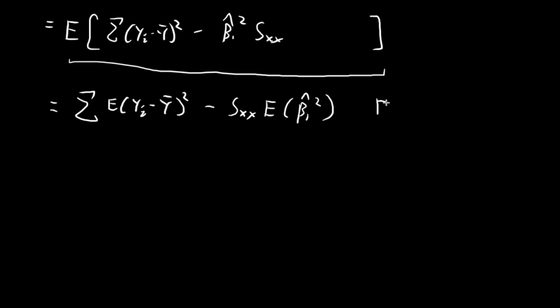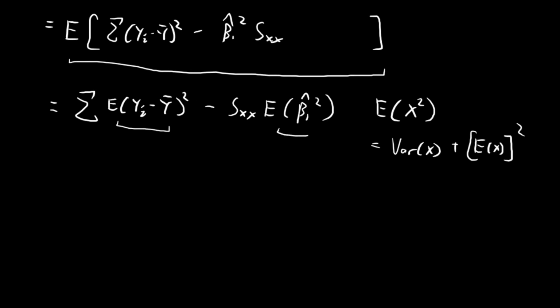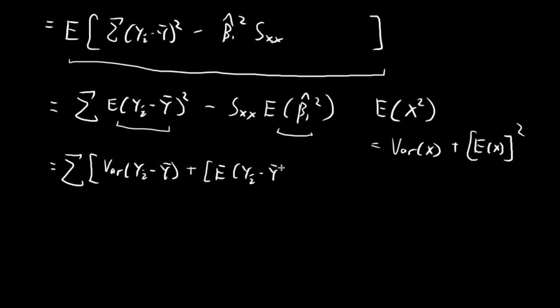Now if you want to evaluate the expected value of a random variable squared, one way to do this is to understand it as the variance of x plus the expected value of x, squared. And this is how we're going to evaluate these two terms. You can see that this is the square of the random variable yi minus the sample mean of y. So this is just equal to the sum of the variance of yi minus the sample mean of y, plus the expected value of yi minus sample mean of y, squared.